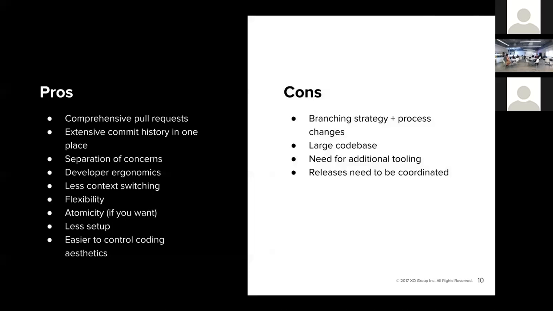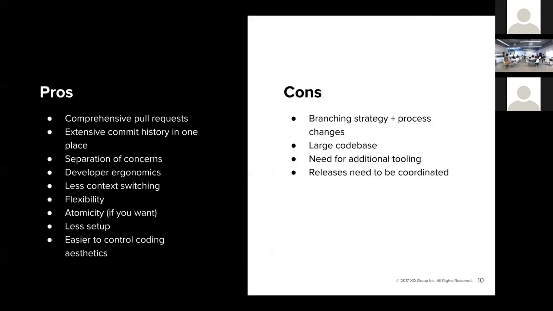Atomicity, if you want. If you really wanted to change things across the board, you have the option to, or if you don't want that to happen, you can version your packages and publish them out. Less configuration up front, and easier to control the coding aesthetics. You can define linting and coding standards in the root of all the apps so that you have multiple teams that are all following the same guidelines.